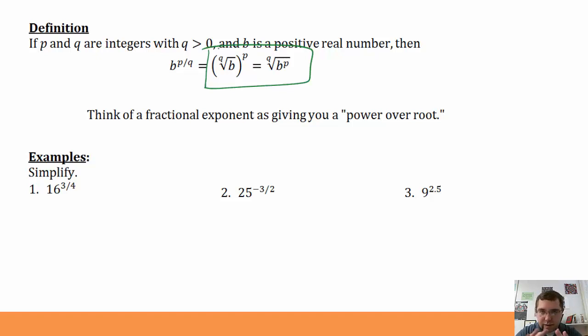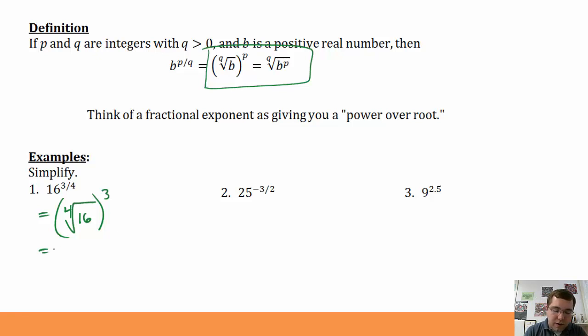So, some examples will make this clearer. 16 to the 3/4 power. Well, this would have to be the 4th root, because 4 is the denominator of the fraction in the exponent, the 4th root of 16 cubed. Now I could do 16 cubed and then take the 4th root. That would also work. But then I'm going to deal with a bigger number, 16 cubed, and having to take the 4th root of that.